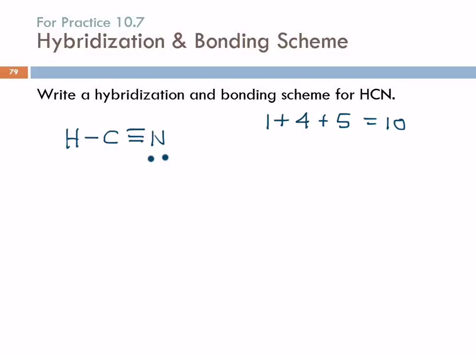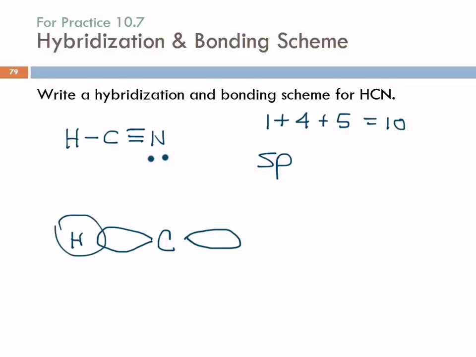How many electron groups around the carbon? 2. What hybridization scheme gives me 2 equivalent orbitals? sp. So this is going to be sp hybridization because there's 2 electron groups. So to draw this, here's my carbon, and those are sp orbitals. It's going to overlap with the s orbital of the hydrogen. What kind of an orbital of the nitrogen is going to overlap?